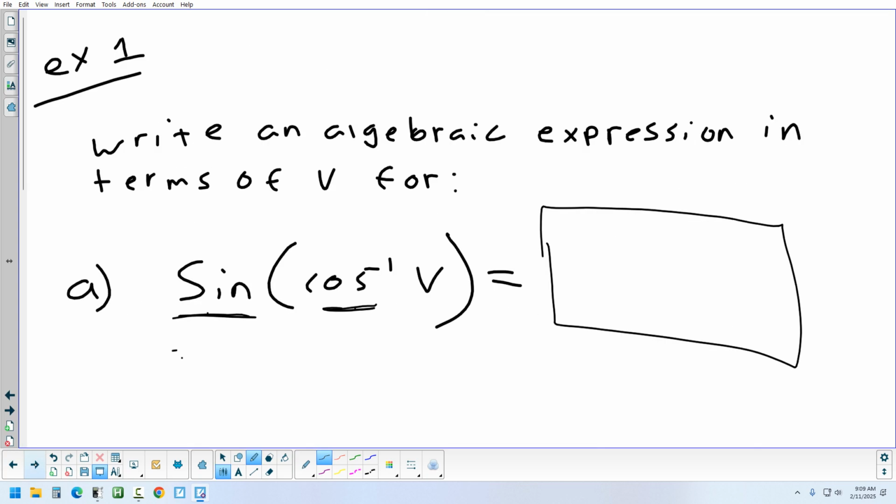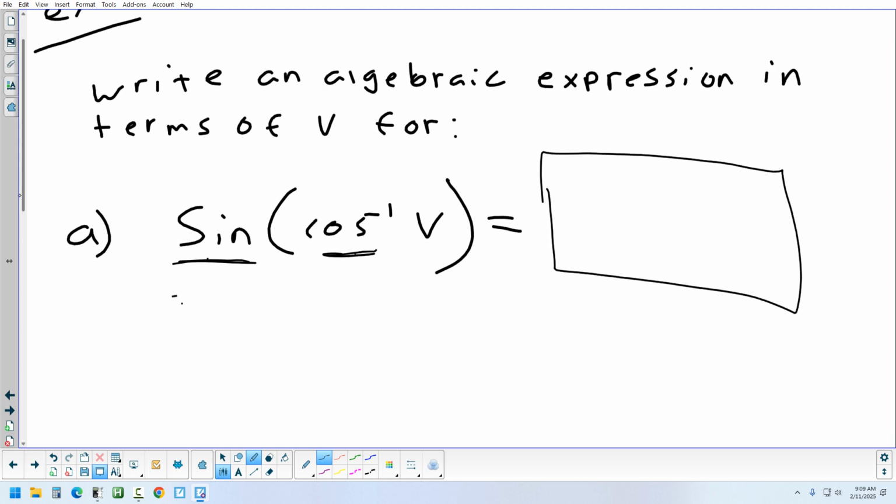All right, so let's try this one. It says to write an algebraic expression in terms of v. V is just the variable they're using. It could be v, x, y, q. That doesn't matter. It's just the letter.